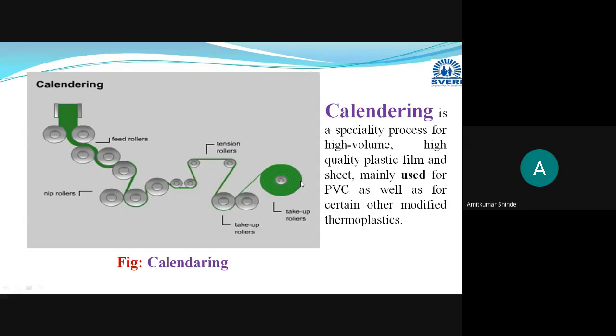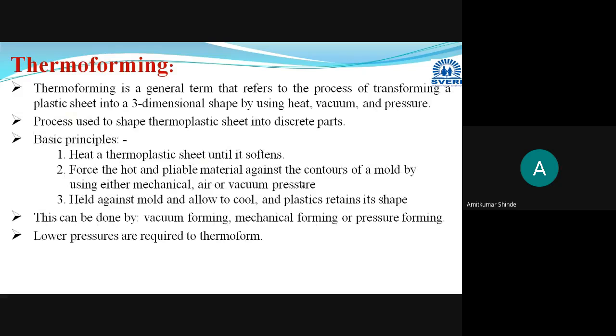Now, after getting this thin sheet, I want to give the 3D shape to that thin sheet. For that I have to apply some heat and some pressure to give it the desired shape and size. That process is termed the thermoforming process.